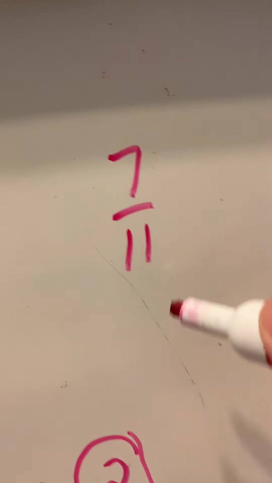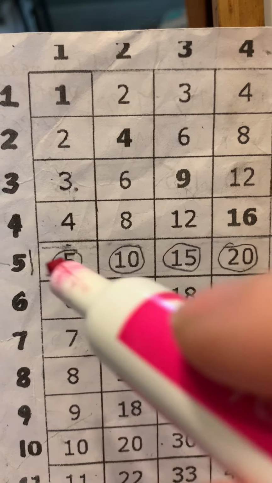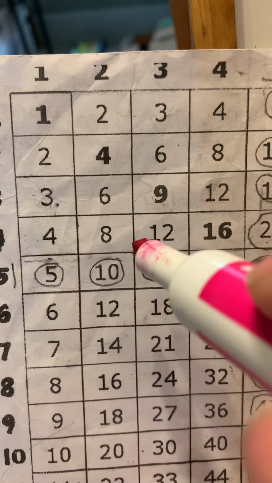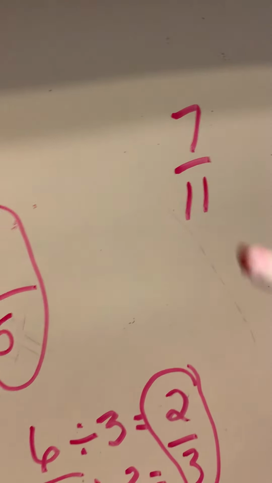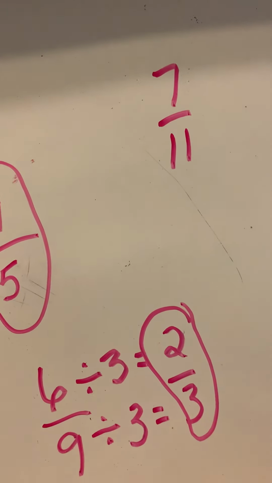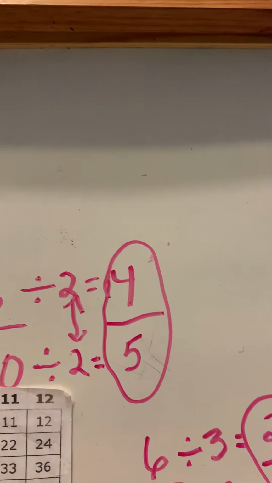Now, we got 7 to 11. Let's go to the smallest number, and see if there's a 7 and 11. Nope, nope, nope. That means it has to stay the same. Nothing can go into both of them, so it just stays the same. 7 11 is still the right answer. So hopefully you follow that. That's going to happen again.